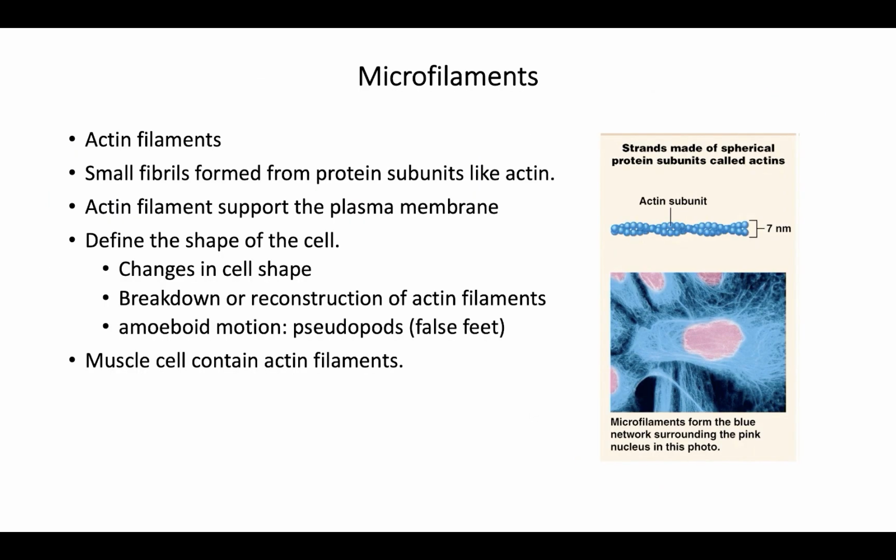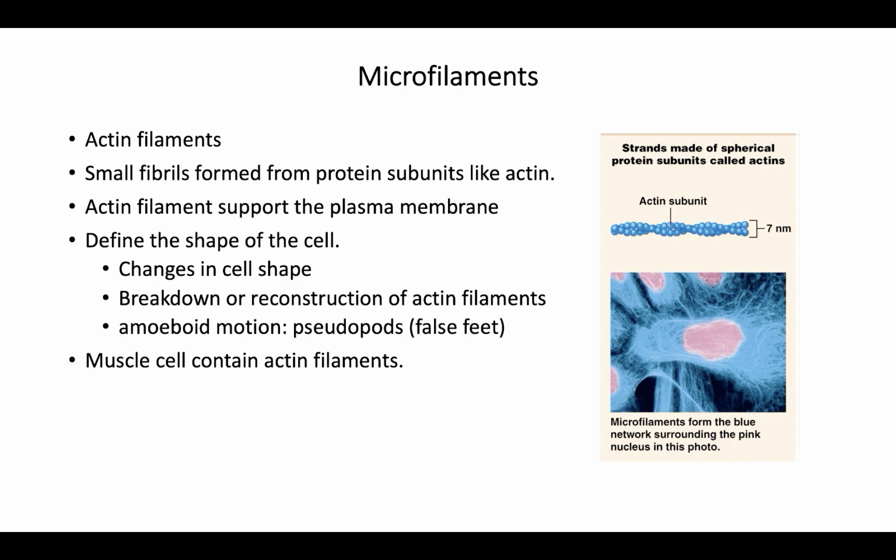Microfilaments are small fibrils formed from protein subunits such as actin. Actin proteins heavily concentrate to form microfilament. So, microfilament can be called actin filament. These actin proteins can form bundles or networks in the cytoplasm of cells with other proteins, for example, myosin protein. Actin filaments support the plasma membrane and define the shape of the cell.